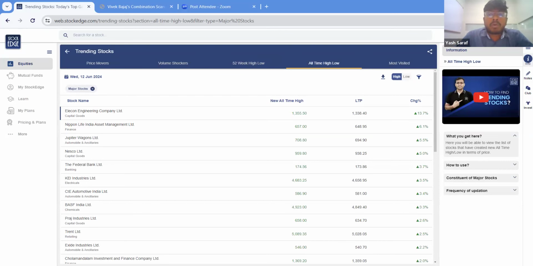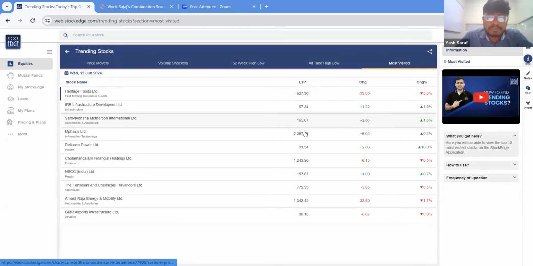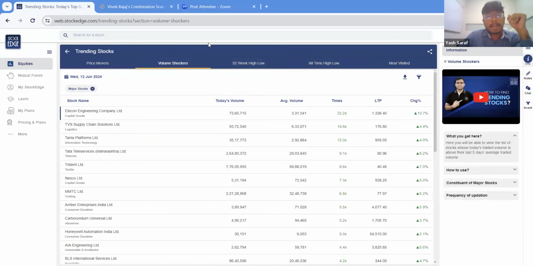And the best part is you can download this section. You can also filter the section based on your desired filters. And then this is the most visited section. This is the list of stocks which most of our users are visiting during the intraday market hours. So this was all about the trending stocks, right?